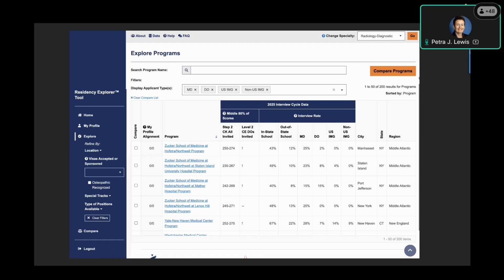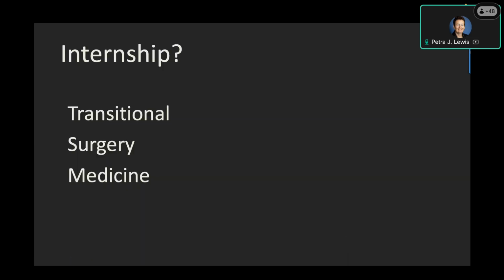Just to know, it's a voluntary thing, programs don't have to agree to it. We are in it, by the way. It tells you the Step 2 scores of the prior years invited, who they ended up inviting, and some more stuff about the program. So, a nice little tool to use.